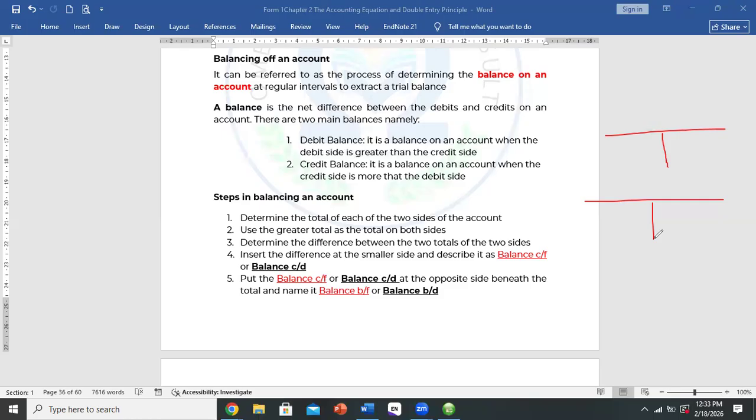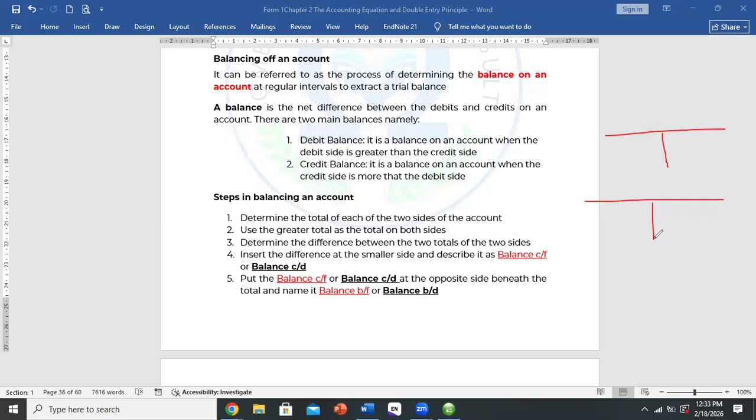But in weird situations, you can have an account that has some debit and credit, but that is a different scenario, not when you are balancing it. If you are balancing off an account, you get either a debit balance or a credit balance. Now, what is a debit balance? The debit balance means that the debit side is bigger or greater than the credit side. And a credit balance is where the credit side is bigger or greater than the debit side. So we should be comfortable with that.